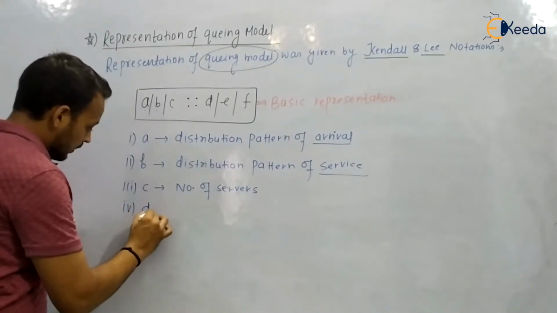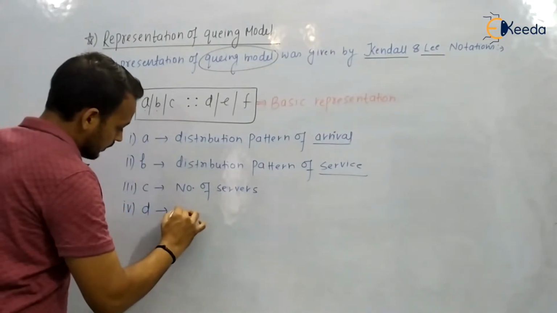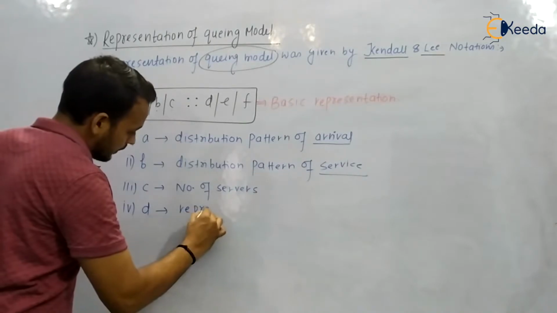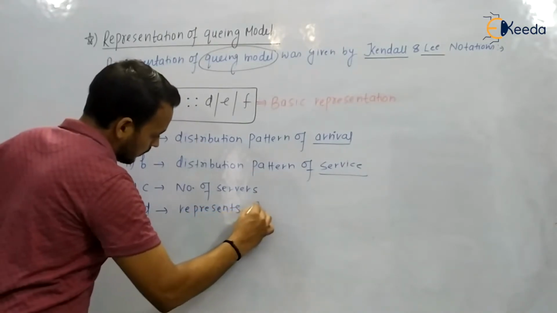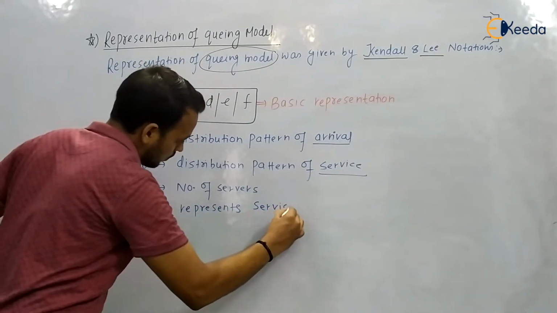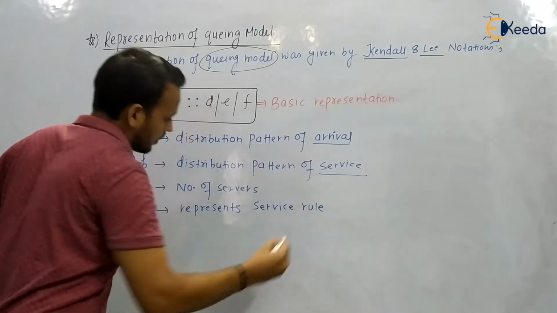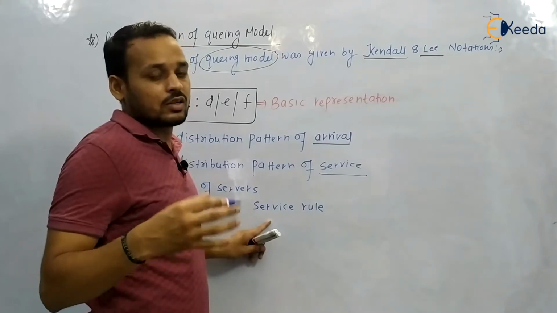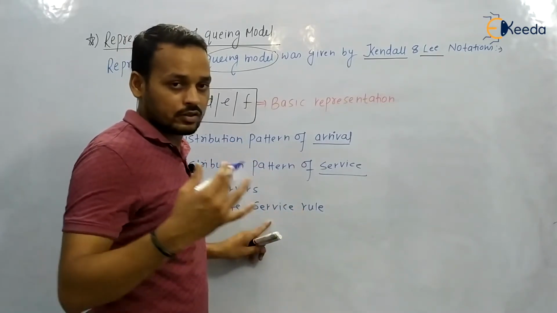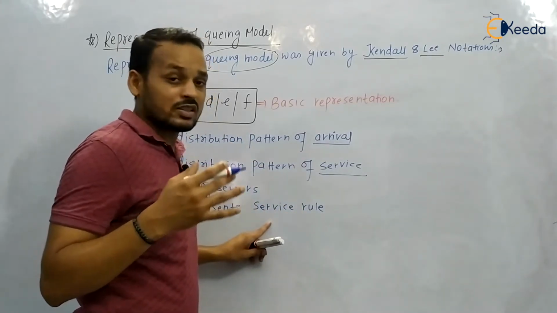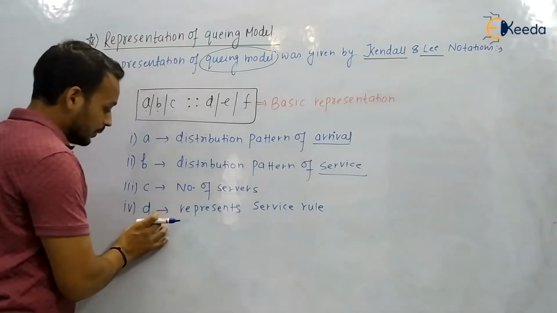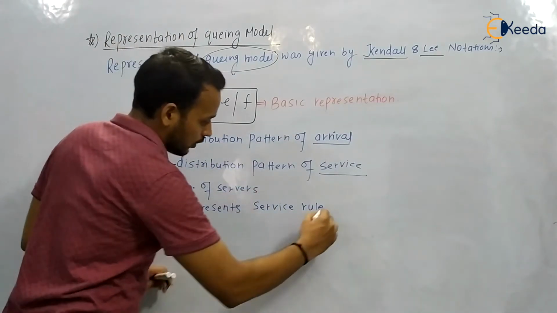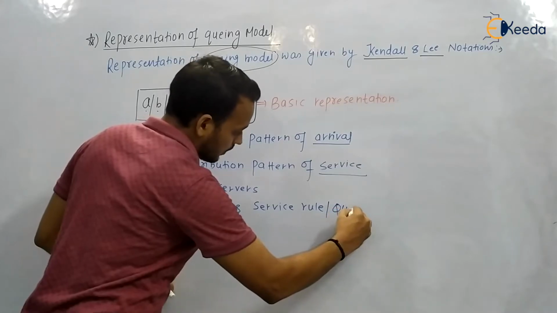D represents the service rule. You already know the service rule. It can be first in first out, last in first out, priority treatment, or service in random. So D represents the service rule, which is also known as queue discipline.